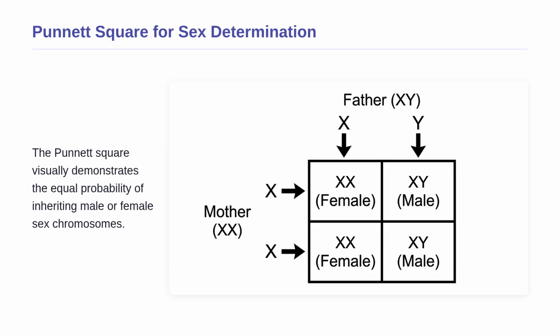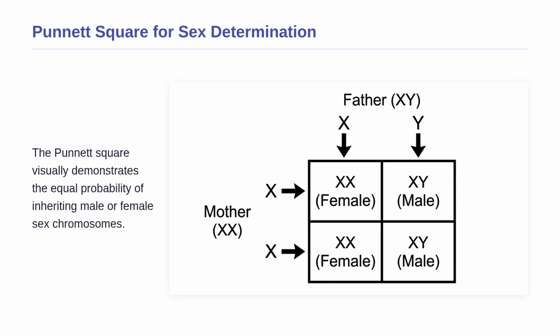To visualize the calculation we just performed, let us look at a Punnett square. On the left vertical axis, we see the mother's genetic contribution. She is XX, so she can only pass on an X chromosome, shown by the 2 rows. On the top horizontal axis, we see the father's contribution. He is XY, so he can pass on either an X or a Y chromosome, shown by the 2 columns.